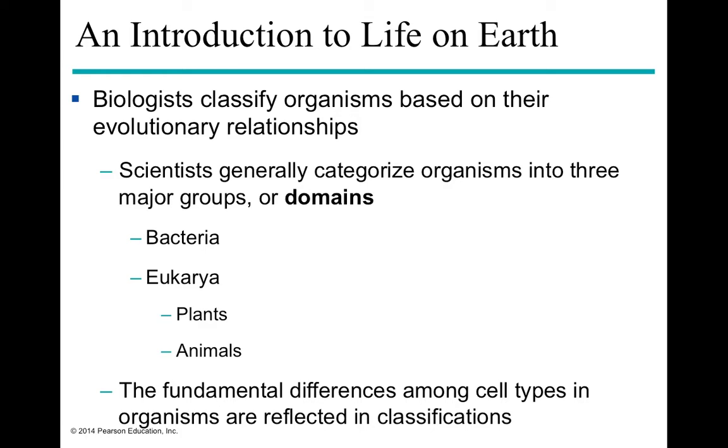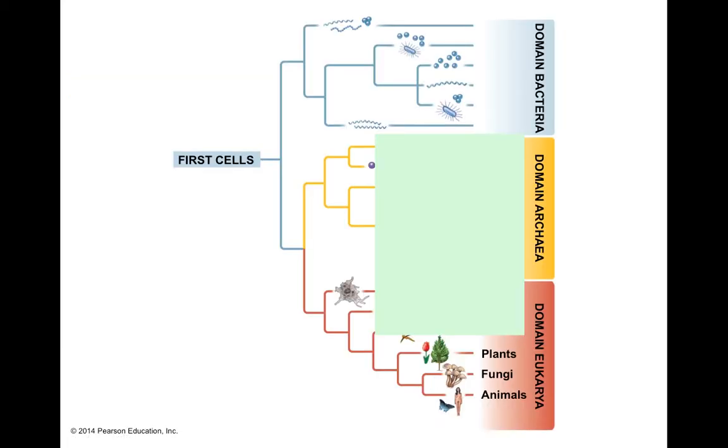So how else do we classify evolutionary relationships? We have three major domains. We have bacteria and eukarya, which is split into plants and animals. The fundamental differences among the cell types of organisms are reflected in the classification. So we are going to have, again, bacteria. We also have the domain archaea, which is that third domain. We're not actually going to talk on that for the purposes of this class. So we're going to focus on the bacteria domain and the eukaryotic domain.